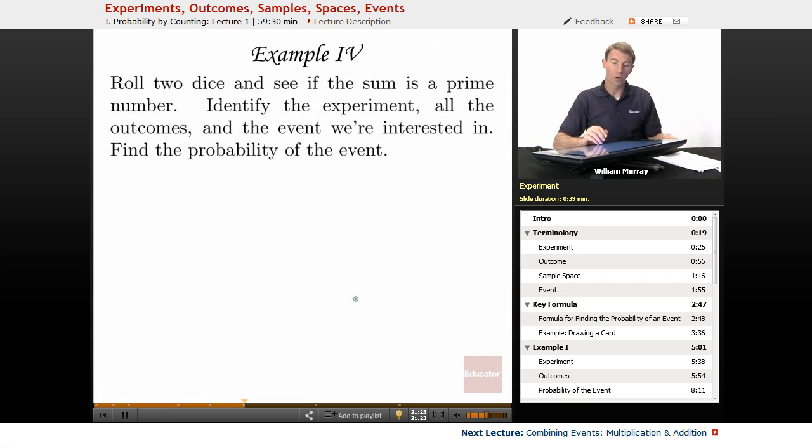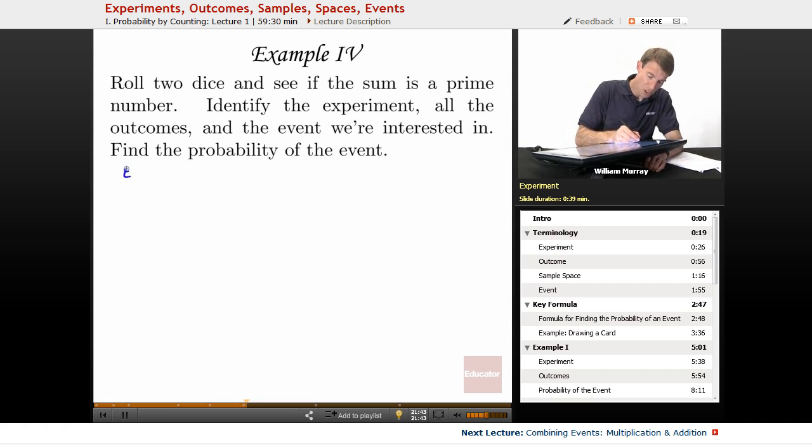So in example 4, it's the same experiment as before. We're going to roll 2 dice. I think we saw that in example 1. This time we want to see if the sum is a prime number. And again, we're going to identify the experiment, all the outcomes, and the event we're interested in. And we're also going to find the probability of the event.